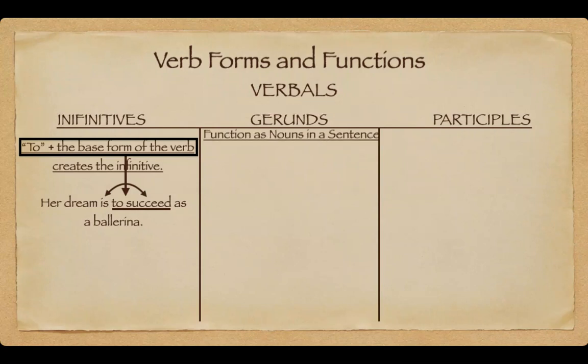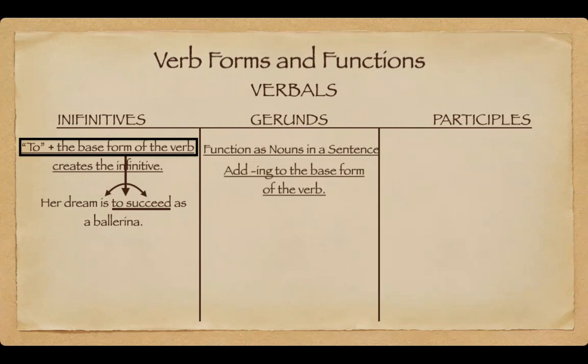Gerunds are verbals that function as nouns in sentences. So we change a verb to form a noun. They're formed by adding ing to the base form of the verb. Here's an example. Writing is Scarlett's special talent. Now here the verb write has dropped the E and added ing to become a gerund and is also the subject of the sentence.